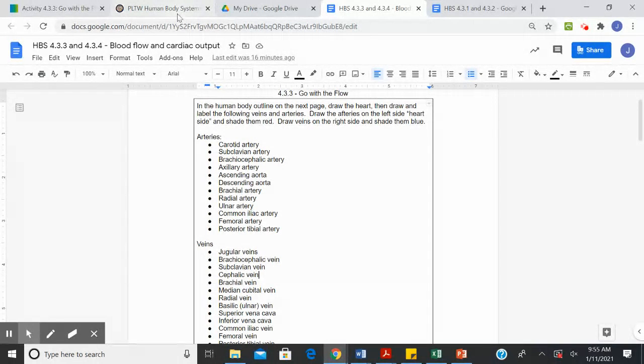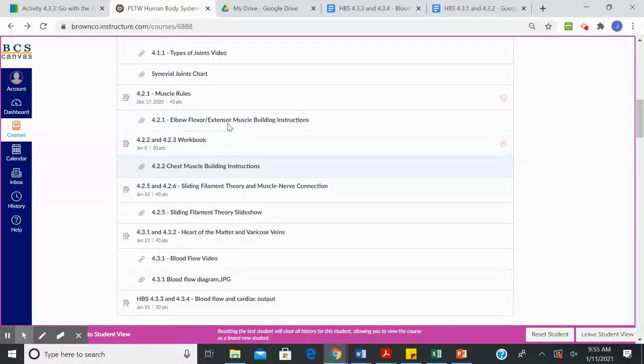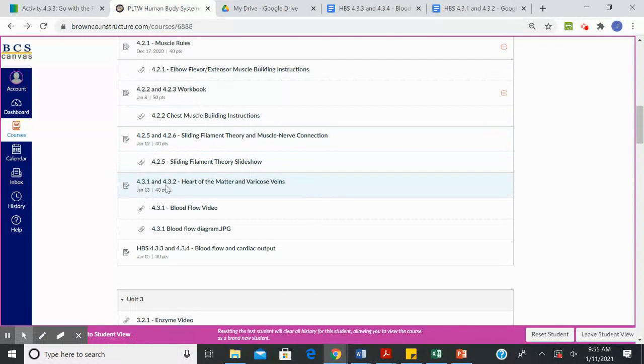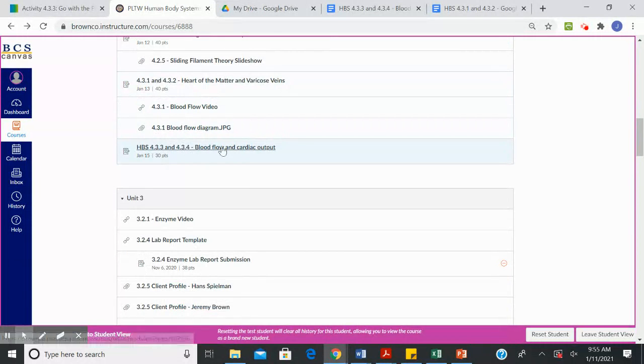All right. So just to reiterate, make sure you have everything turned in from last week, 422 and 423, the muscles, and then sliding filament theory, muscle nerve connection. That's due Tuesday. This varicose vein thing is due Wednesday. We'll wrap that up in class. You may just need to do the writing part outside of class, and then we're going to start talking about blood flow and building the heart, cardiac output, in class on Wednesday.